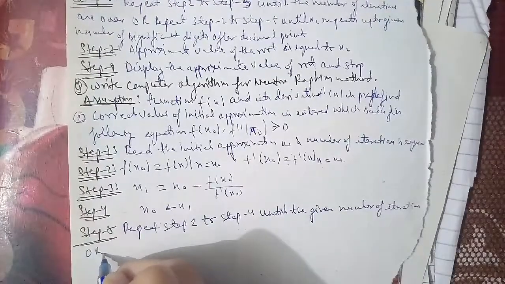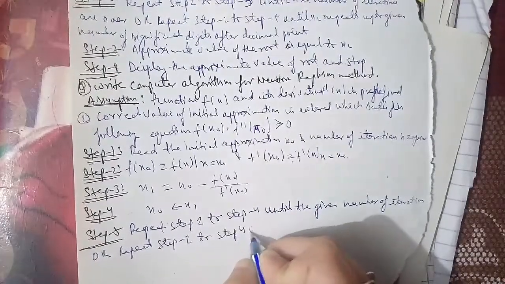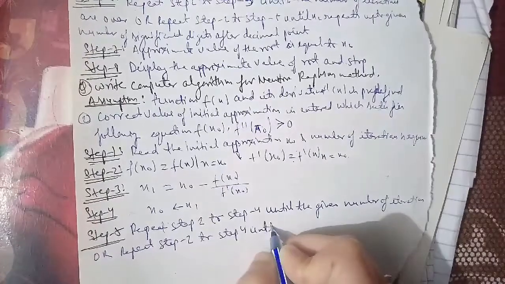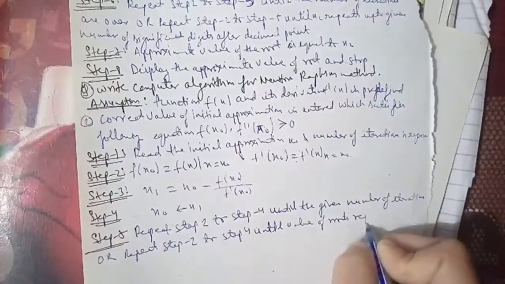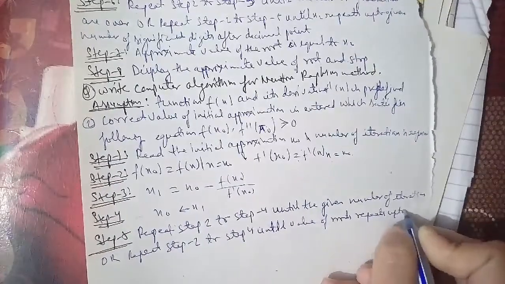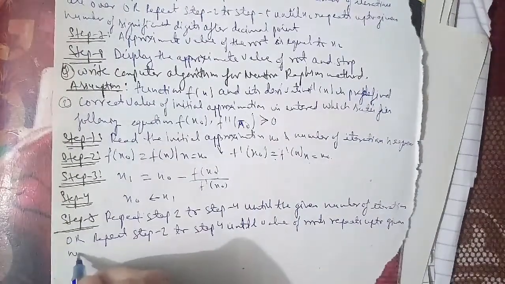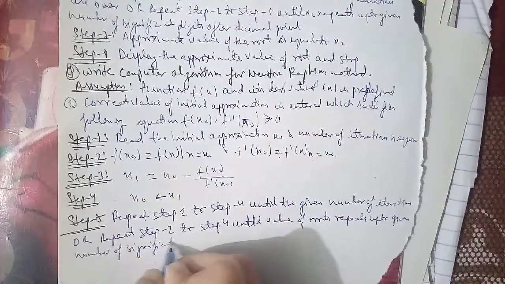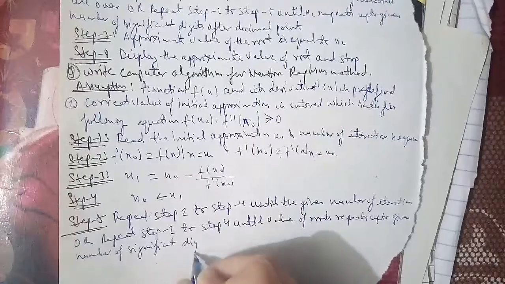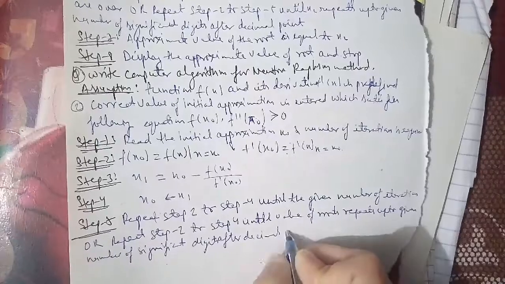Or repeat step 2 to step 4 until the value of the root repeats up to a given number of frequent digits after the decimal point.